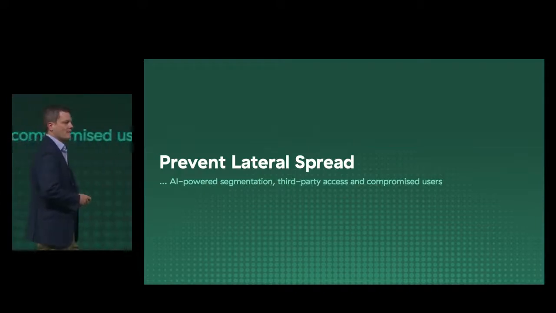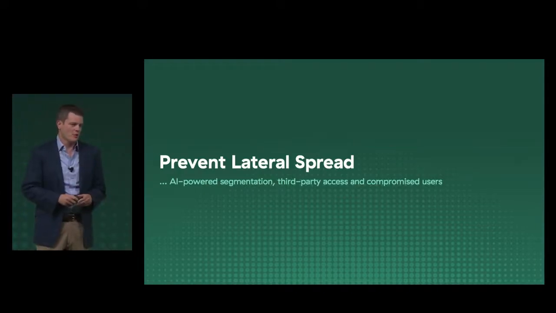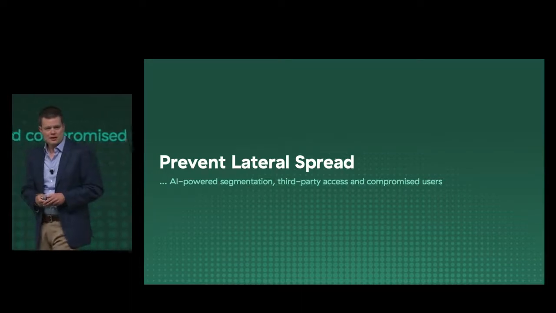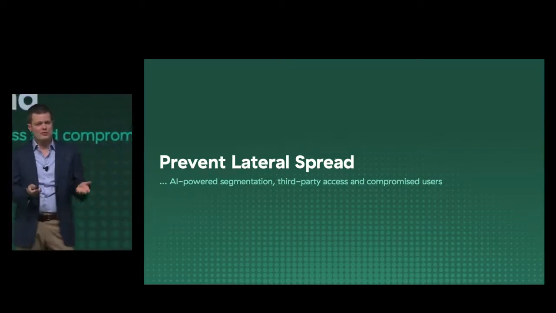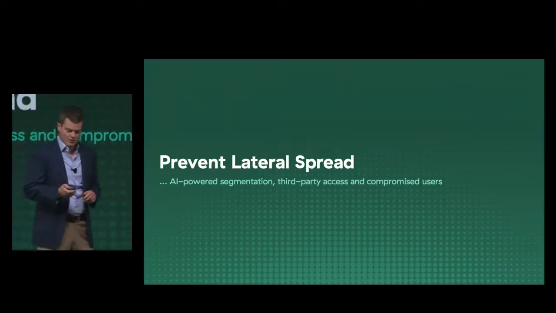Thank you, Amit. Continuing on this theme of reducing business risk, we're going to talk about the areas that we're helping prevent lateral spread. There's 3 specific areas that we're investing in multiple features going into each one of these areas. First is segmentation. Second is third-party users. And last, compromised users.